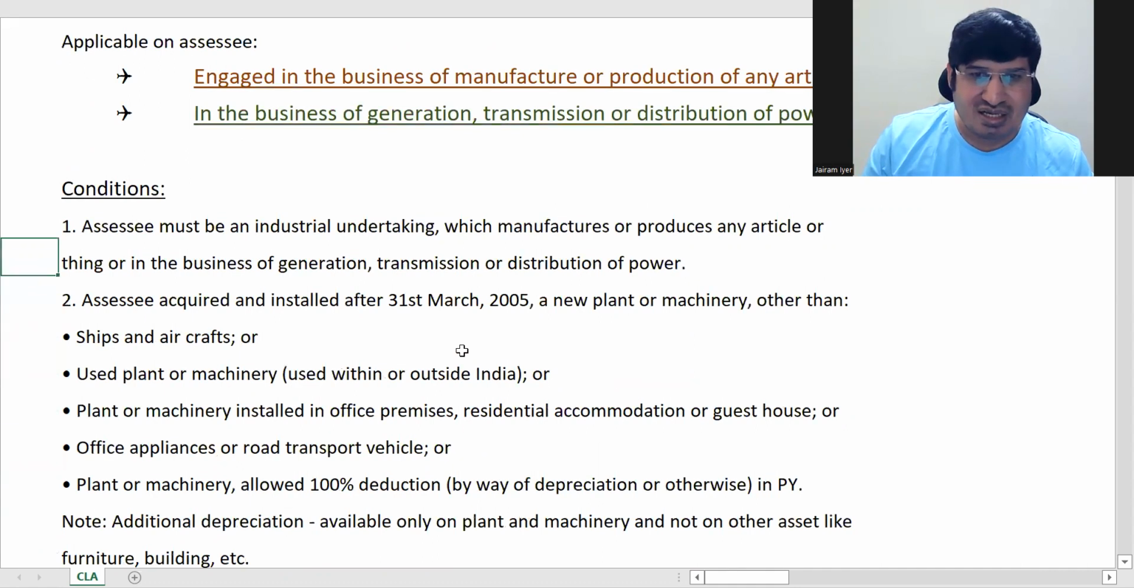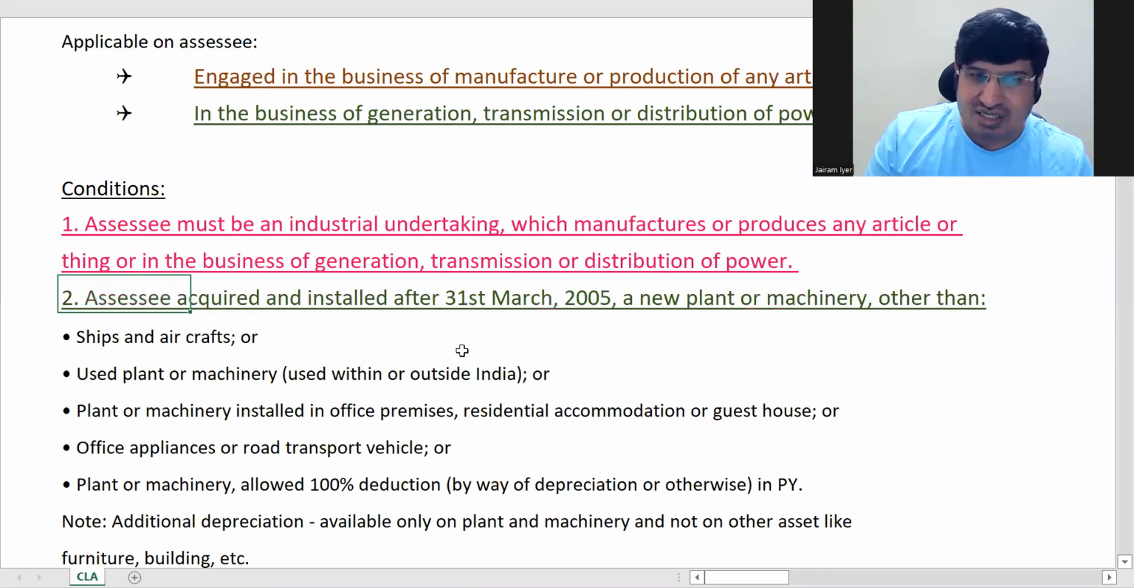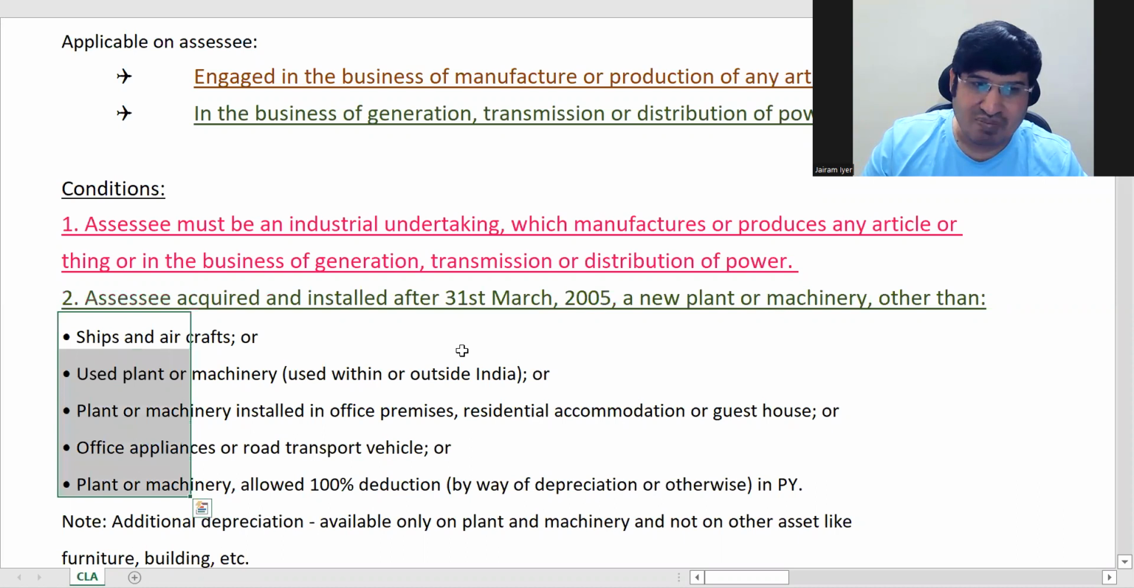The first condition is that it should be in the manufacturing business. Now second, it is acquired and installed after 31st March 2005, that is on or after 1st April 2005. So acquired new plant and machinery on or after 1/4/2005. It is important to remember this date. Acquired and installed new plant and machinery on or after 1/4/2005. Other than, that is, in these 5 assets you will not get additional depreciation.